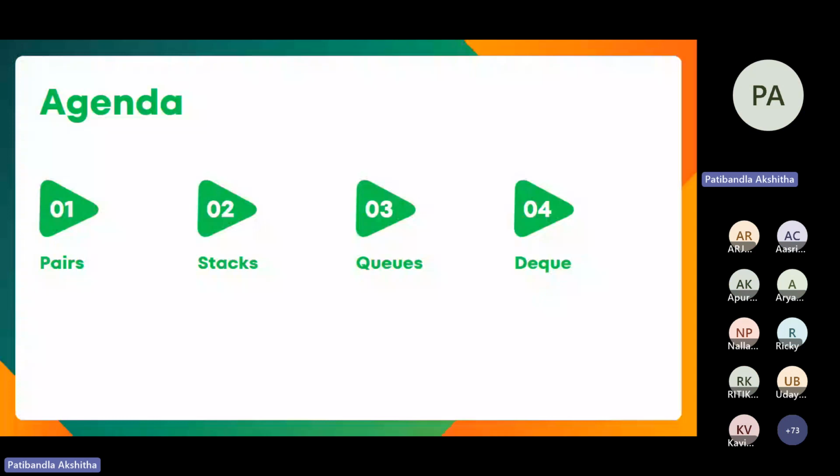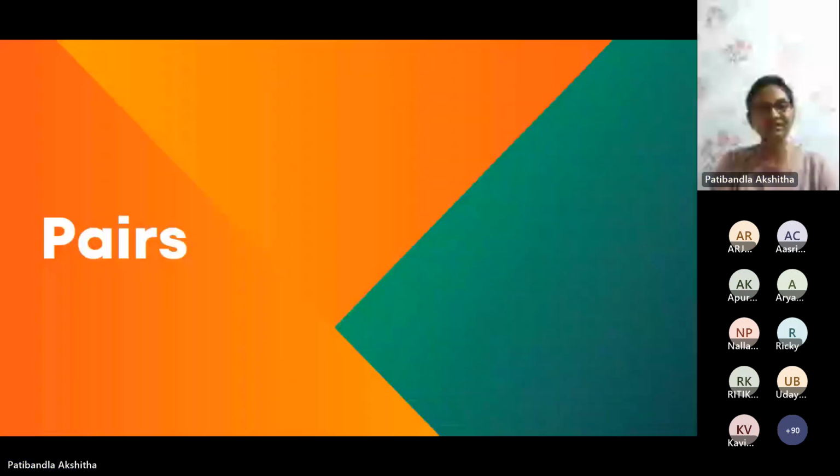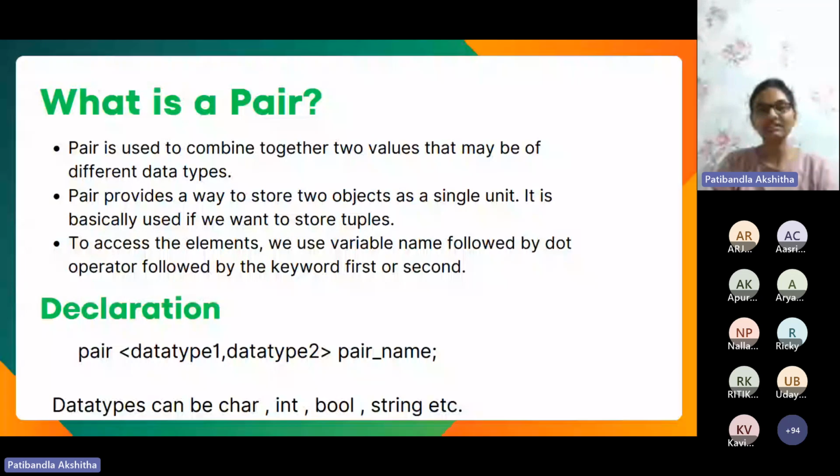First, let's start with pairs. Pairs provide us a way to store two objects as a single unit, as a tuple. To access the elements in a pair, we write pair name dot first to access the first value in the pair and pair name dot second to access the second element of the pair.